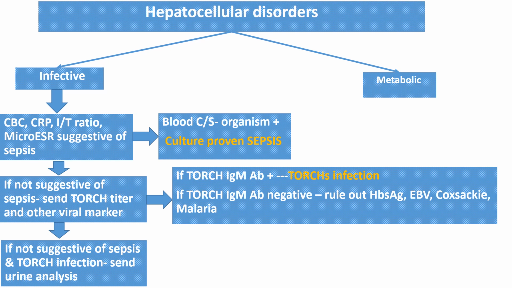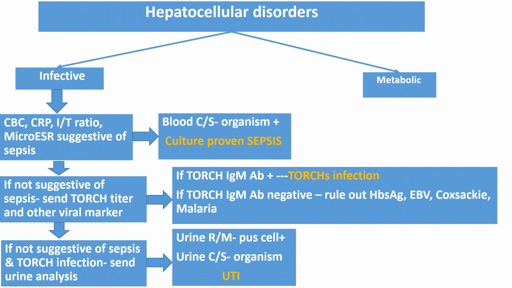If it is also not suggestive of sepsis and TORCH infection, then send the urine analysis, in which urine routine microscopy shows more than 5 pus cells in centrifuged urine and more than 10 pus cells in uncentrifuged urine. And if urine culture shows the organism, that means the child has neonatal cholestasis due to UTI. It is generally missed by most pediatricians. So whenever you find that a neonate has all the signs and symptoms of neonatal cholestasis and investigations are also suggestive of this, then always rule out urinary tract infection.